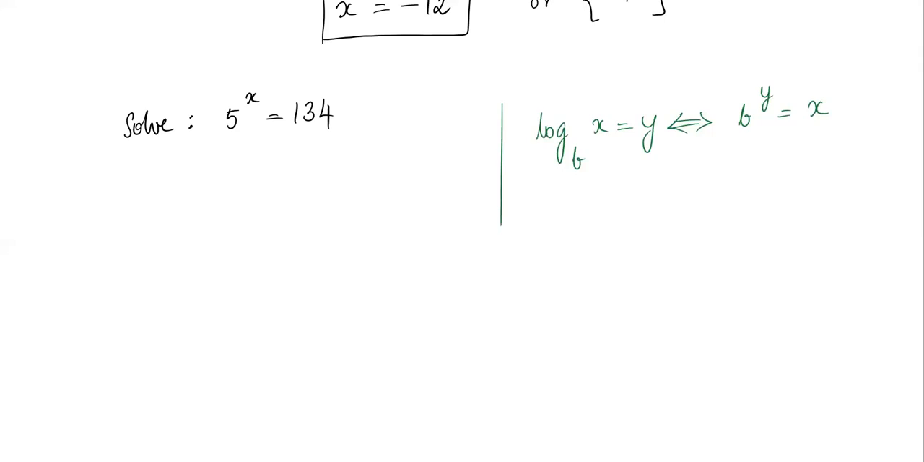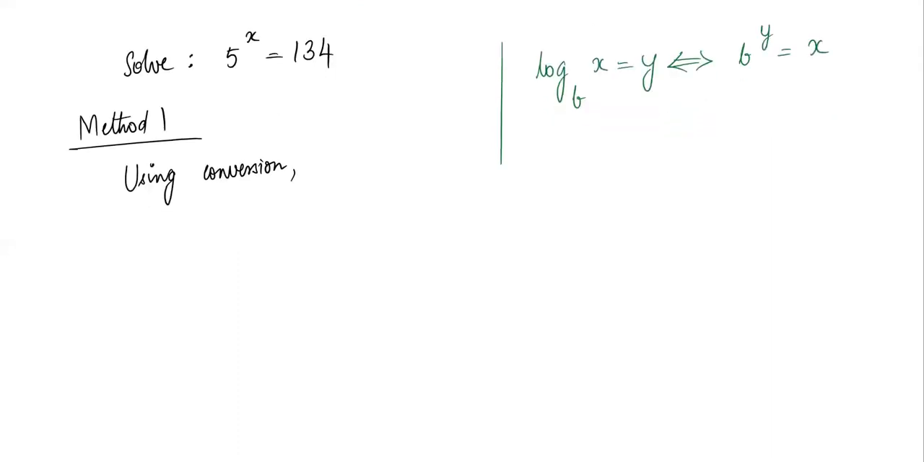So in this case, if we did that, let me show that method. I'll just call it method 1, using conversion. Conversion meaning conversion to logarithmic form. 5 power x equals 134 implies, right, x equals log 134 to the base 5, right? Find your positions and then you can put it in this form.